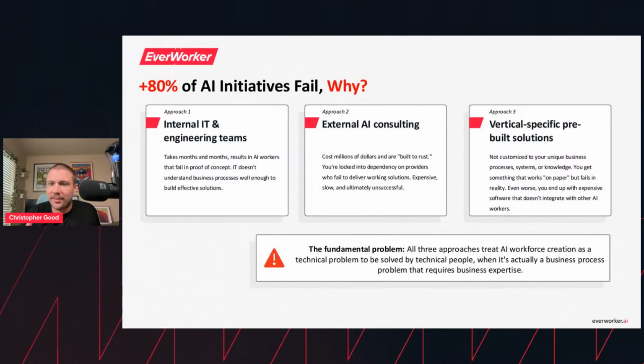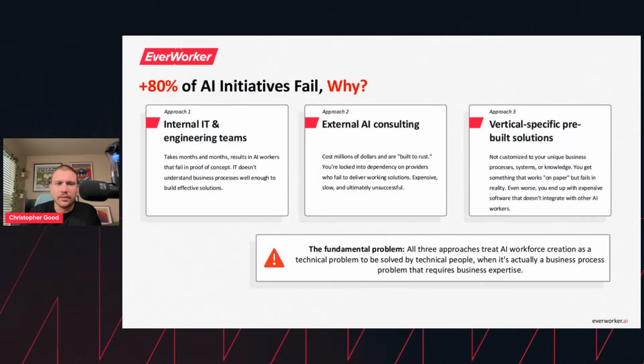That requires business expertise. Approach one, right, is internal IT teams and engineering teams. It takes months of development. They result in AI workers that fail in proof of concept because IT doesn't understand the business processes well enough to build effective solutions.